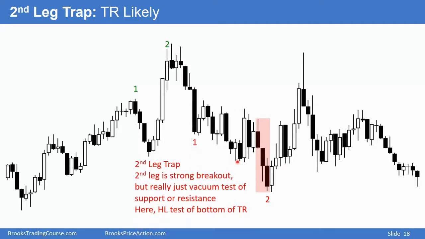This could be the first leg down. You could say this is the first leg down. All of this is the pullback from the first leg down. You can call it an expanding triangle or a trading range. So first leg down, and then a pullback, a complex pullback, and then a second leg down. And the second leg down failed. Trapped traders into selling low in what would possibly be a trading range.